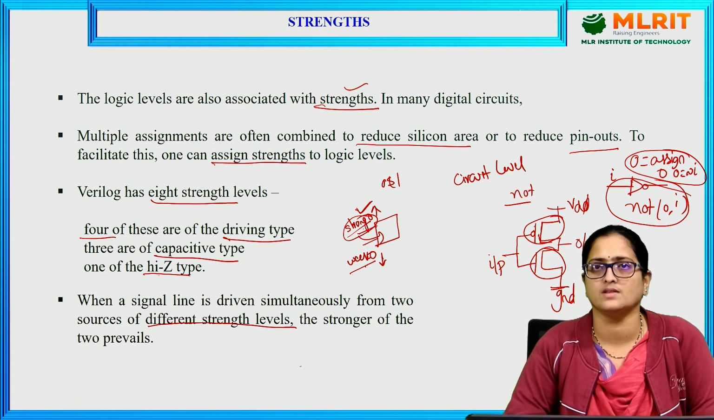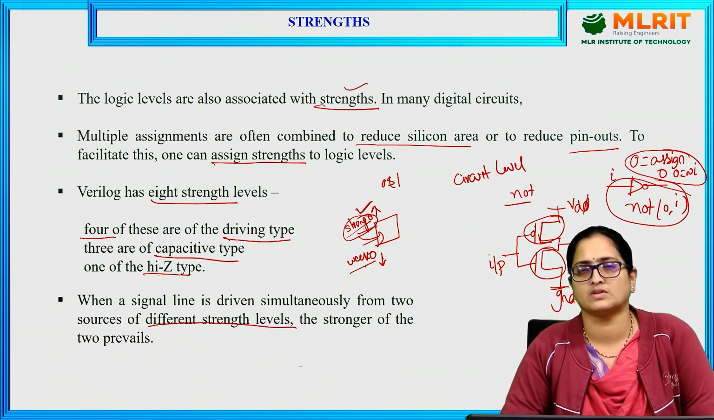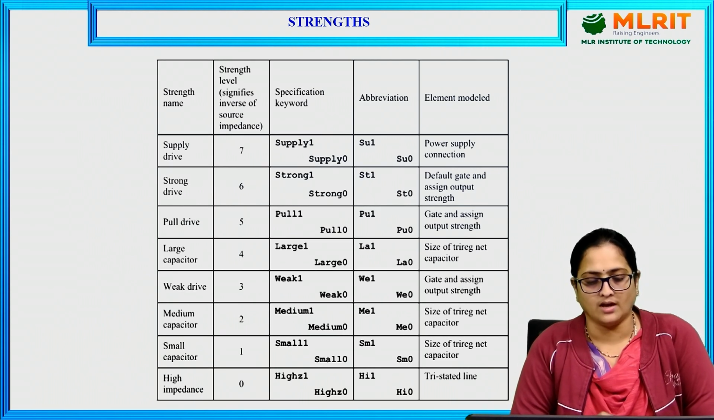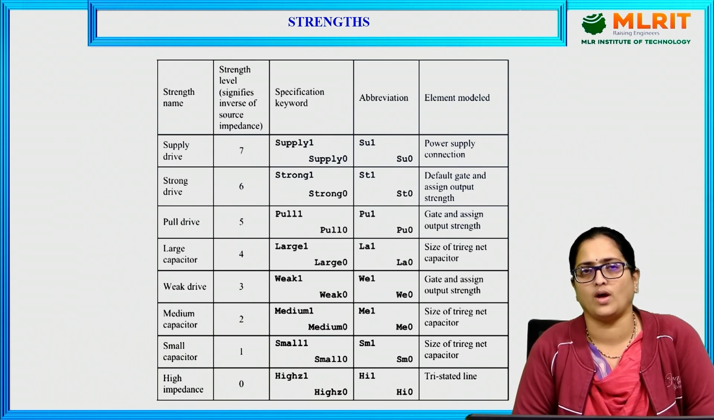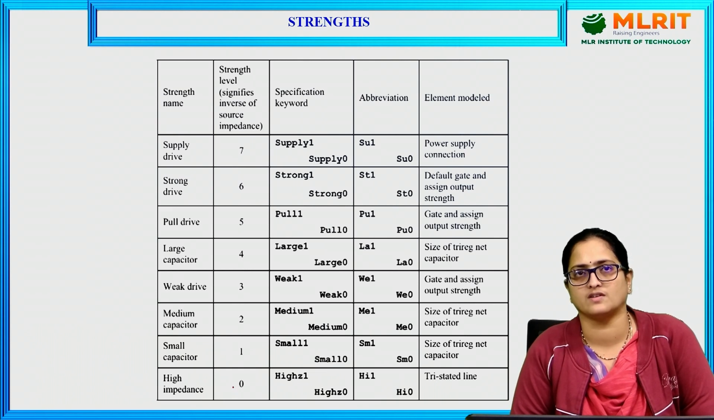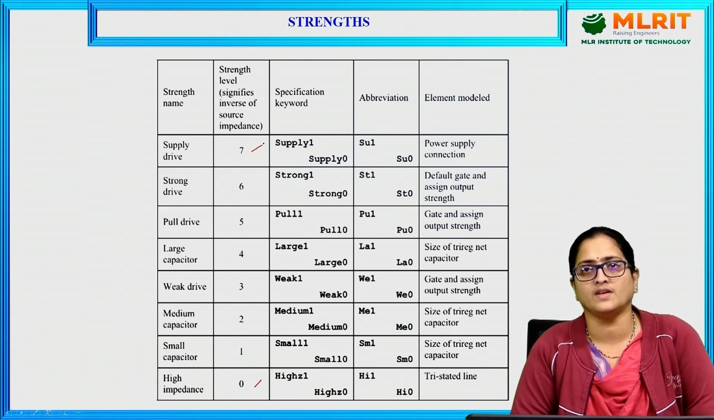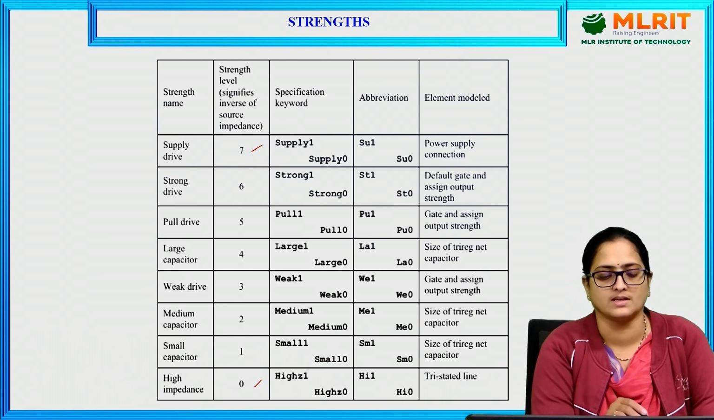What are the strengths and what are the levels of the strengths can be seen here. As we have discussed just now, as we are having 8 different strengths starting from 0 to 7, the first highest strength is supply drive.